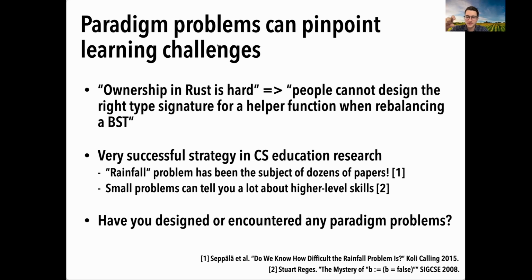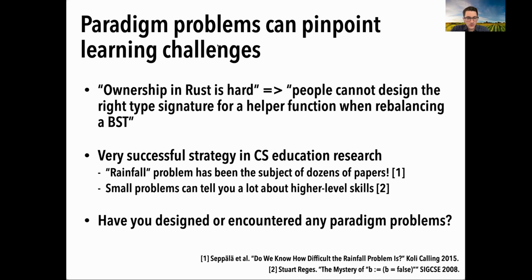There's another really fun paper called The Mystery of B := (B == false). You can see the citation at the bottom of the slide. Basically they showed that in an AP CS exam from I think 1989 or something, there was one problem that, if students got it right, significantly predicted a lot of their performance on the exam. So the idea being that there are definitely cases in history where there are small problems that, if you can get them right, often indicate a much deeper understanding of the concepts at hand.